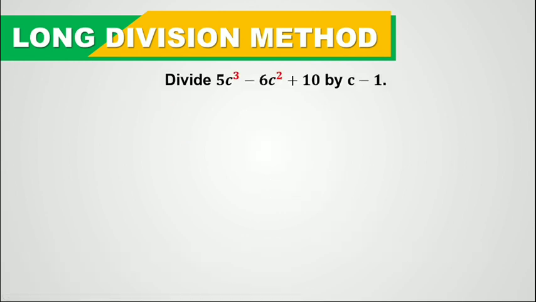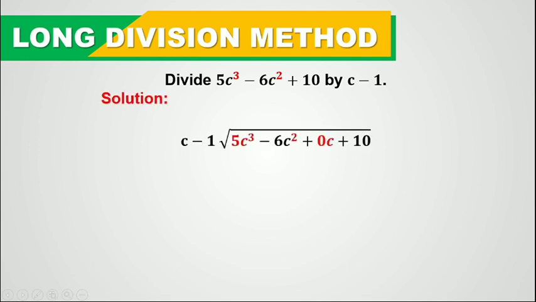Now let's try to divide 5c cubed minus 6c squared plus 10 by c minus 1. As you can see, the exponents here are colored red. Why is that so? Let me explain why. We're going to write the dividend inside of the division symbol and then the divisor outside. But try to observe here. Look at here: 5c cubed minus 6c squared plus 0c plus 10.